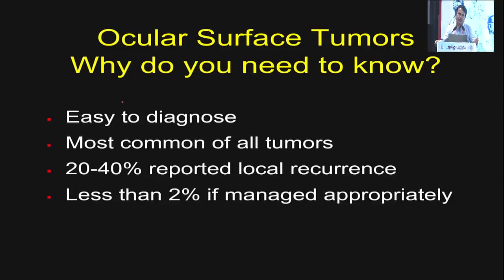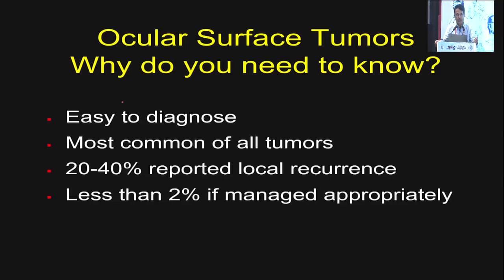In fact, if you look at all intraocular tumors, orbital tumors, eyelid tumors, etc., or have a data collection of all the tumors that you can get in the eye, ocular surface tumors comprise about 50 to 60% of all tumors. So they are most common. But the most important aspect here is that 50% in adults can be malignant, and of these, 20 to 40% have reported local tumor recurrence.